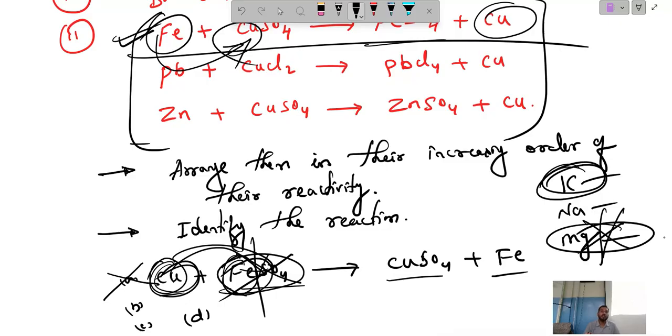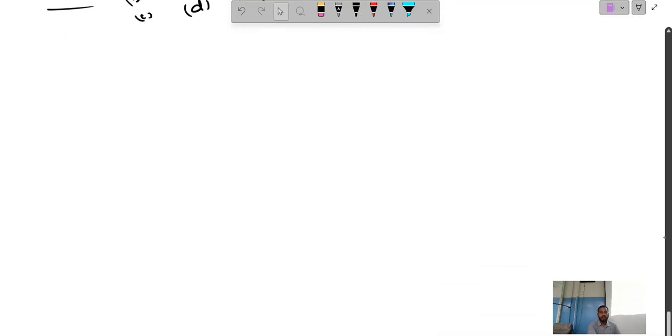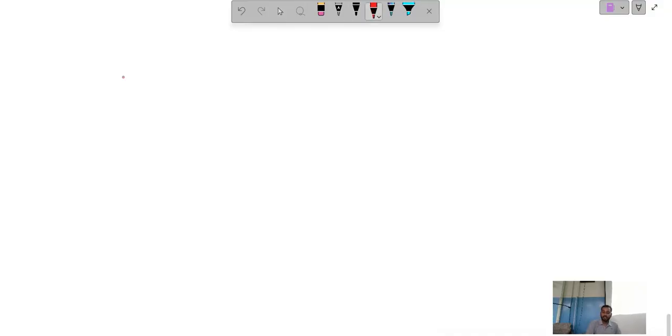Understood? They may give you 3 reactions, and you have to arrange them according to the reactivity series. Or they may give one reaction, and you need to identify whether the given reaction is correct or not. If not, they will give you 3 reactions; in that, you need to identify which is the correct one. Followed? Understood?